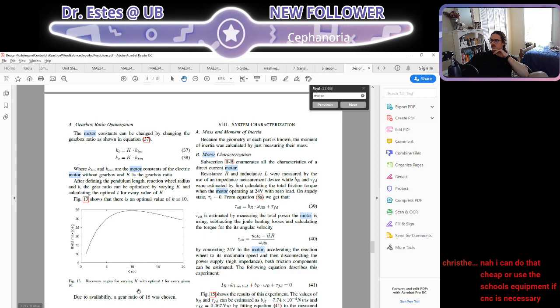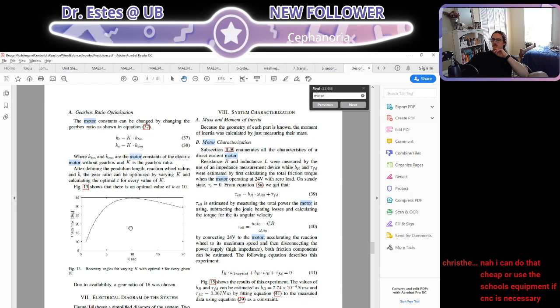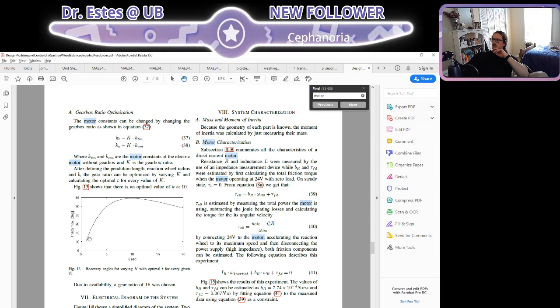They did a custom gearbox for their motor. That's kind of cool. Based on simulation, they found it would have the highest recovery angle with a gear ratio of like 10.